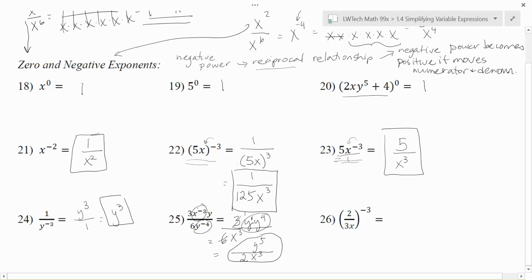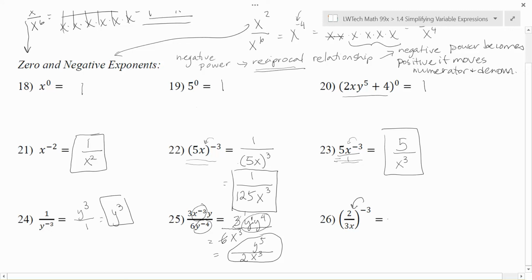So only move the parts that have the negative exponent. This is the last type of weird problem that you'll see here. Here we have a negative exponent again. We look at what's in front of the negative exponent, and it's parentheses. So that means that everything inside here, the 2 over 3x, all needs to be taken to the negative 3rd power. So if I want to rewrite this with no negative exponents, the very first thing that I have to do is find this reciprocal relationship.